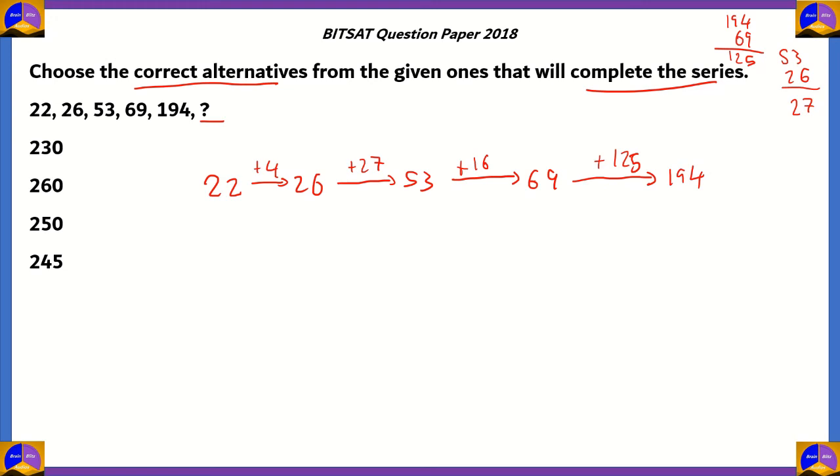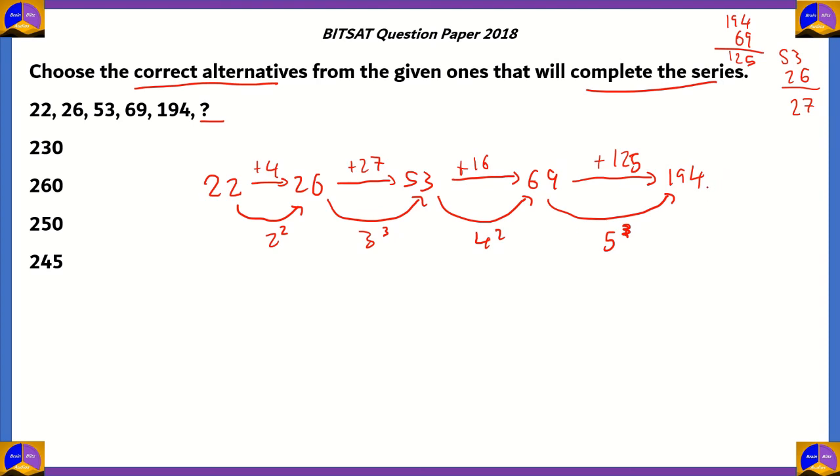Well, if you notice, 4 is 2 squared, and 27 is 3 cubed. Similarly, 16 is 4 squared, and 125 is 5 cubed. So basically, you are adding alternate squares and cubes of natural numbers. So the even numbers are squared, and the odd numbers are cubed. And that's how the series continues.